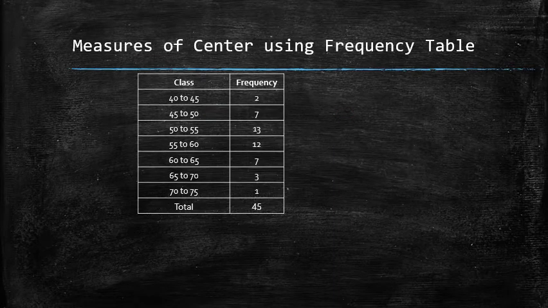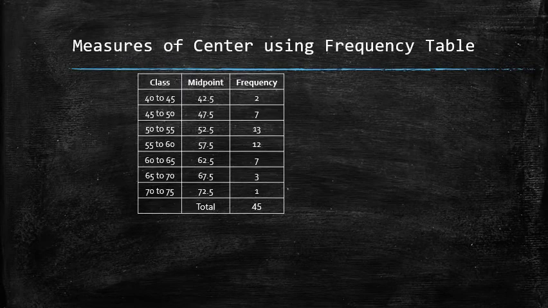Let's consider the following frequency table produced by an interval grouping. The first thing we need to do is to replace each class with the class representative, in this case, the class midpoint. Now we're going to do the same thing as before, using the class midpoints as the data entries.